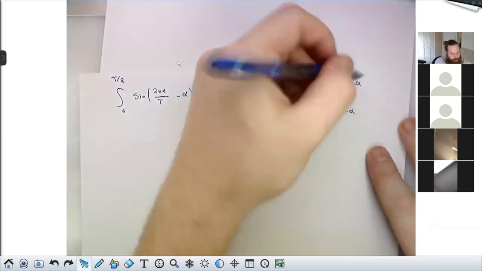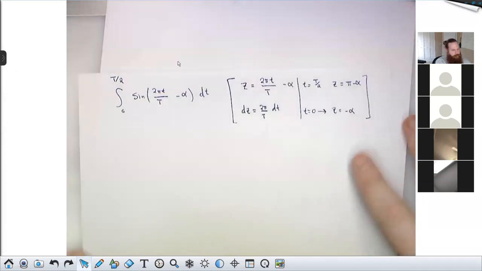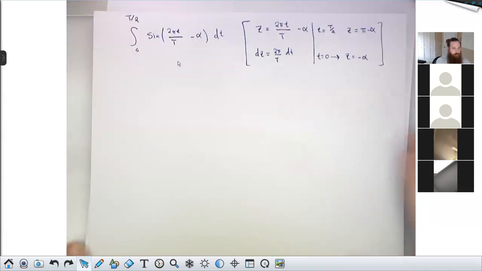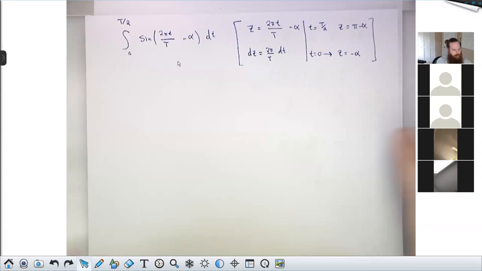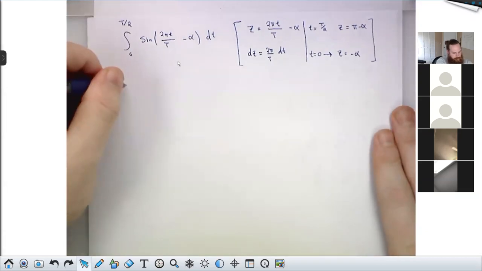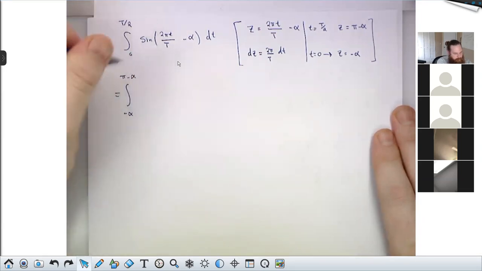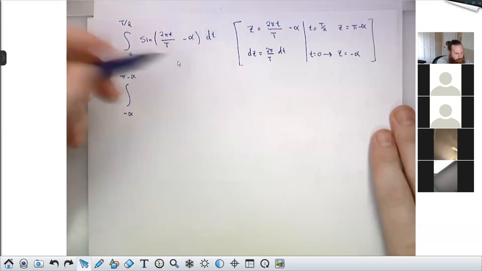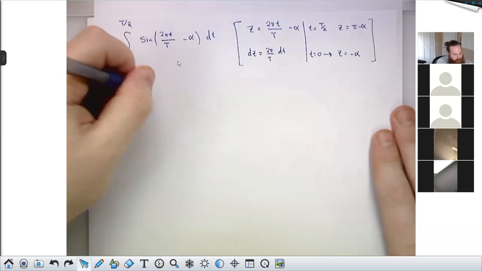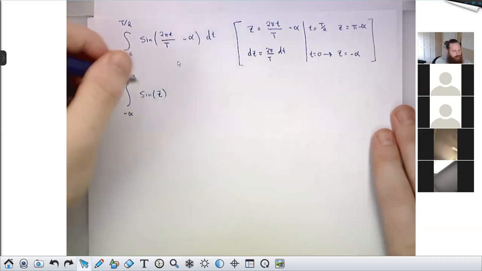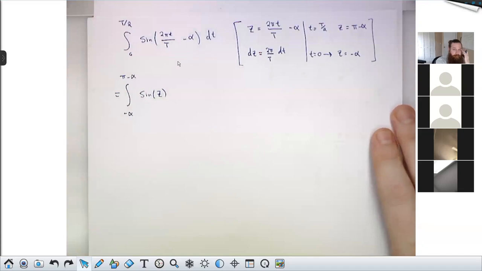So this is our substitution box. It's got all the good stuff that we need. My integral now runs from minus alpha to pi minus alpha. Sine of all this gobbledygook is sine of z. What about the differential?